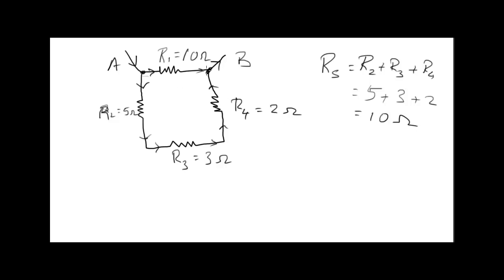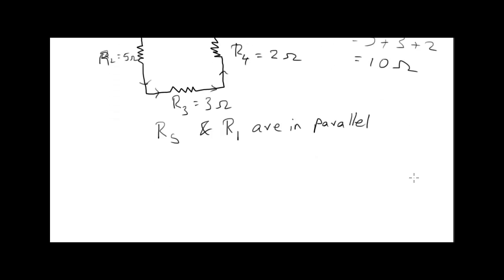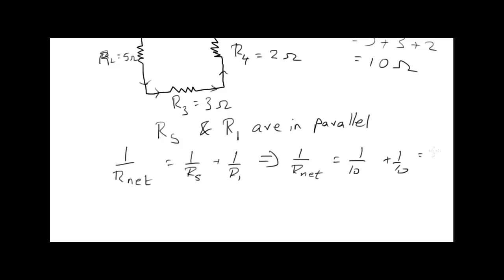And your R1 is in parallel with all three of them. How do you solve it? You take RS, which is your net of all three of them, and you write that RS and R1 are in parallel. Now if you want to find the net, just use the formula that I've proven to you before. Take 1 by R net equal to 1 by RS plus 1 by R1, which gives you 1 by R net is equal to 1 by 10 plus 1 by 10, which is equal to 2 by 10, right, which is equal to 1 by 5.